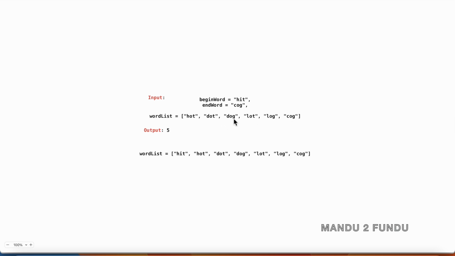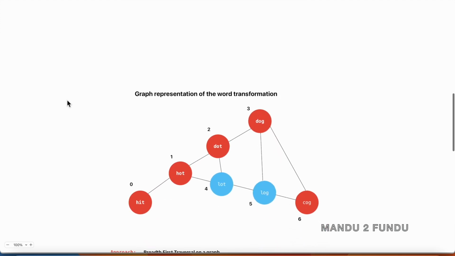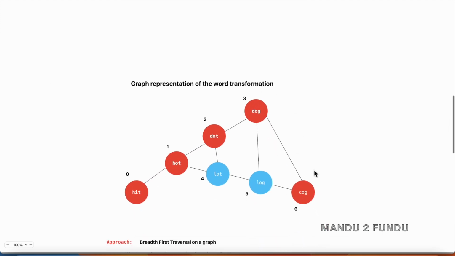Dot differs by the last character, and log differs by the first character, and cog differs by the first character. So for the word dog, dot, log, and cog are valid neighbors. If we represent the input data as a graph, we will get this graph.